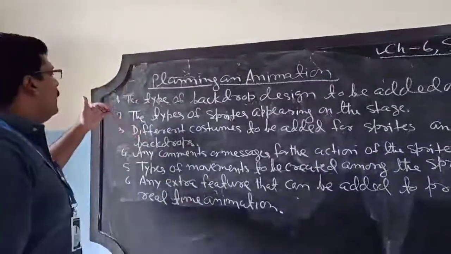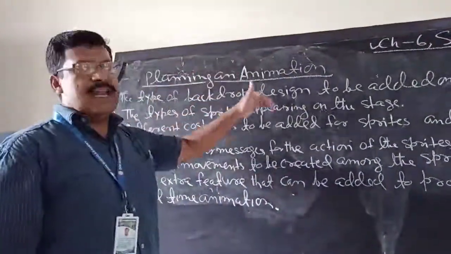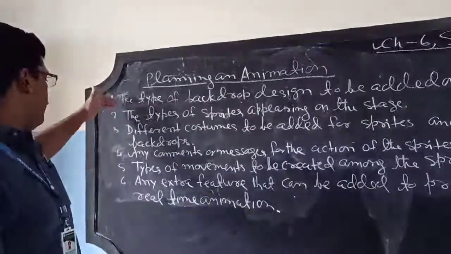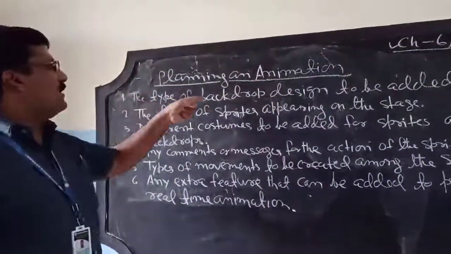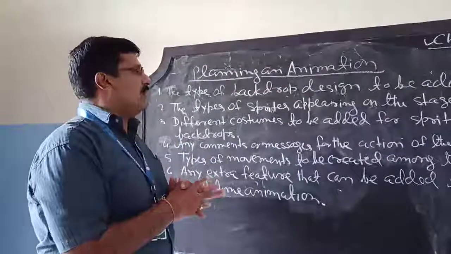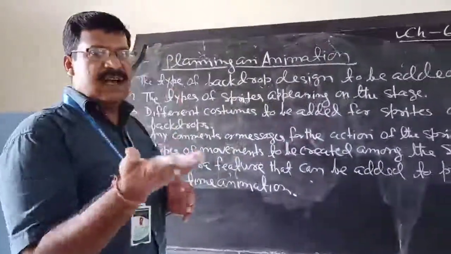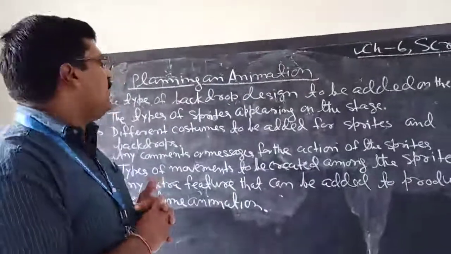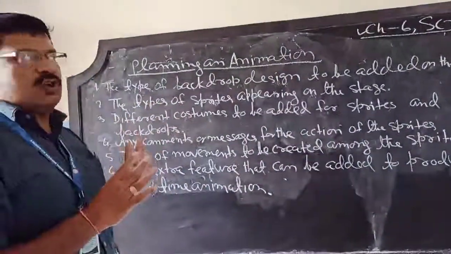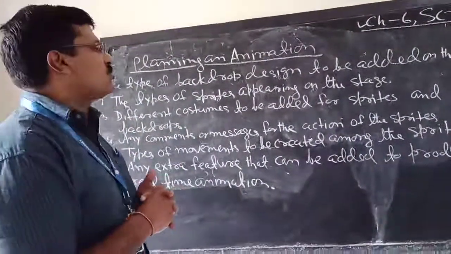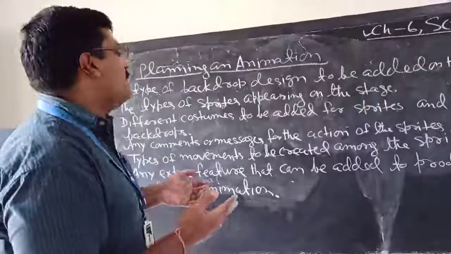So for planning an animation, to start an animation, we have these 6 points. First, the type of backdrops, the backgrounds of the stage. Second, the types of sprite. You can delete and change the cat sprite. Third, different costumes to be added. You can take the different costumes. You can make it very attractive.